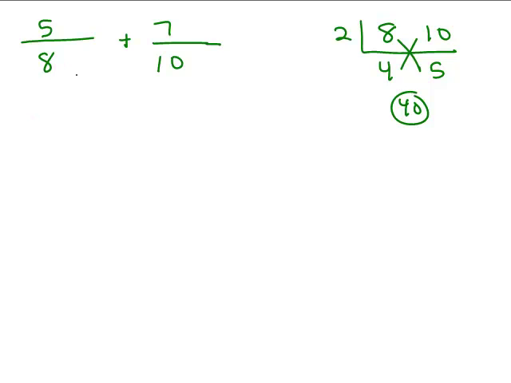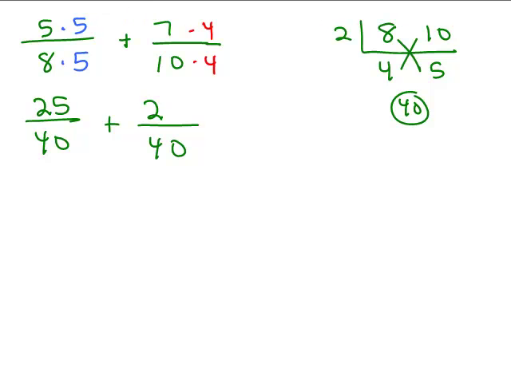So I know that I could write them both with the denominator of 40. That's the common denominator, and in fact it's the least common denominator. And now what do I need to multiply the top and bottom by of this first fraction? 5. And the second fraction? 4. That gives me 40 in the denominator of each. So I will get 25/40 plus 28/40.